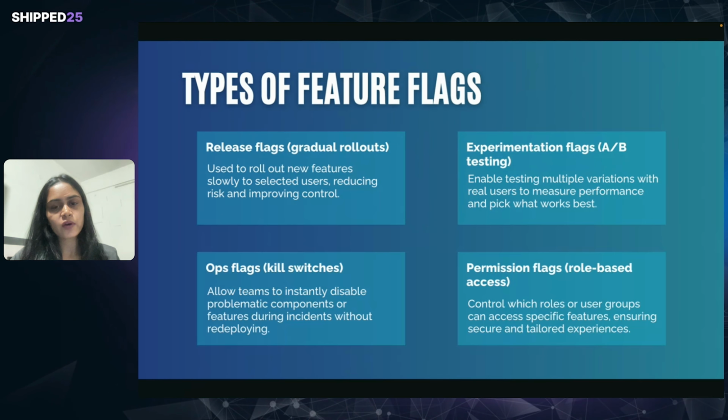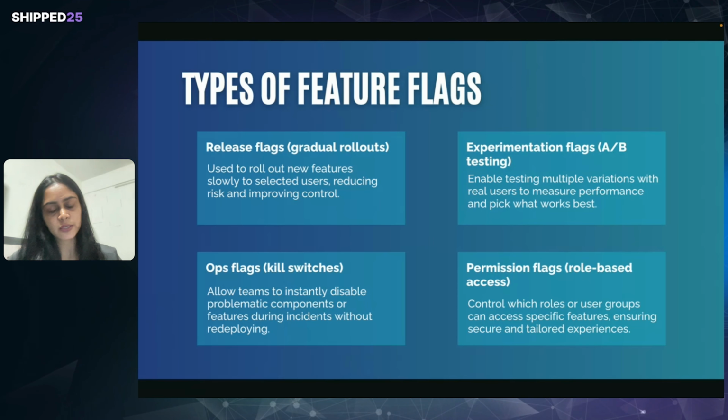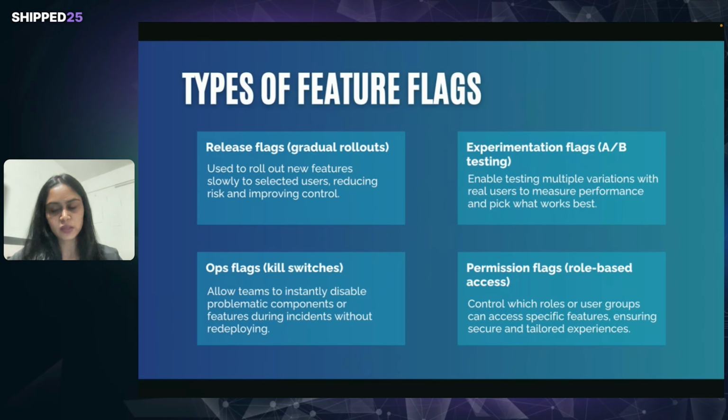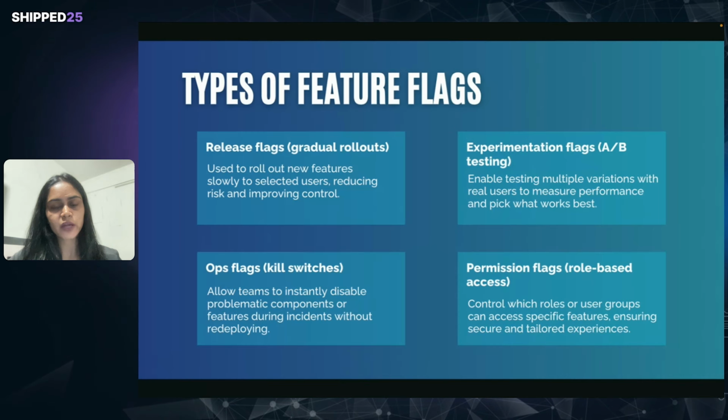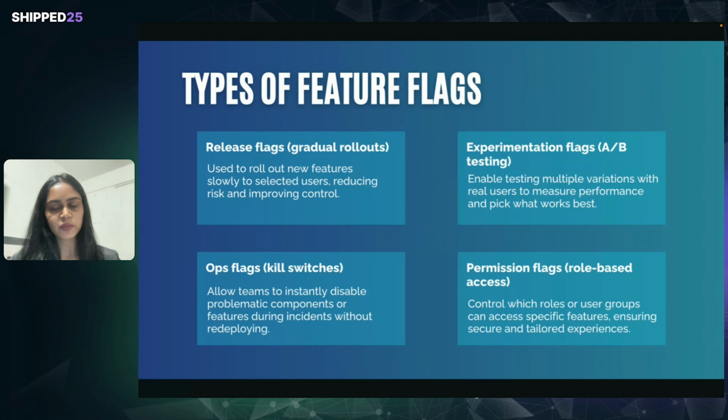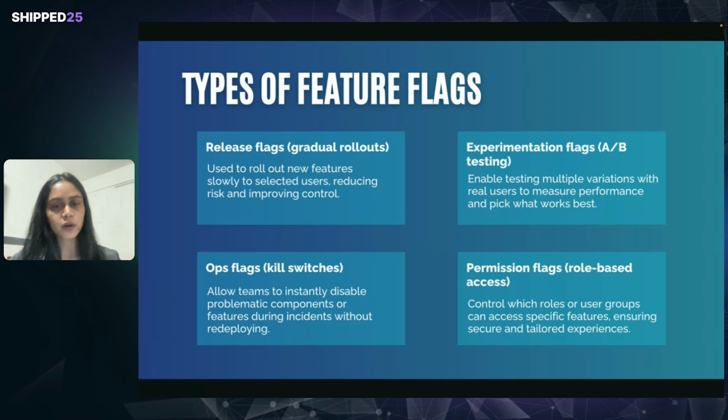Then we have ops flags. These ops flags are mostly used as kill switches. They become very handy when you are dealing with incidents. If a new recommendation engine is misbehaving or not working fine, or you have a new cache layer that is causing some kind of overload or burden, you don't wait for redeployments. You simply need to switch it off.